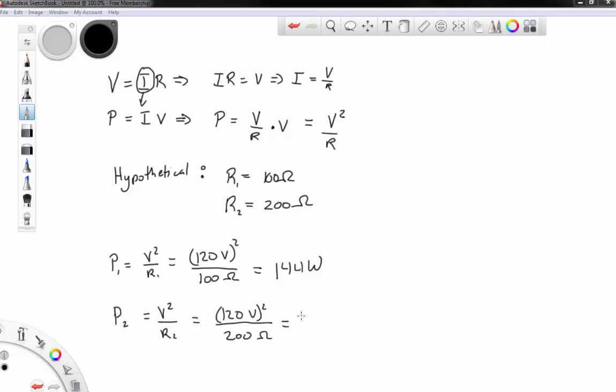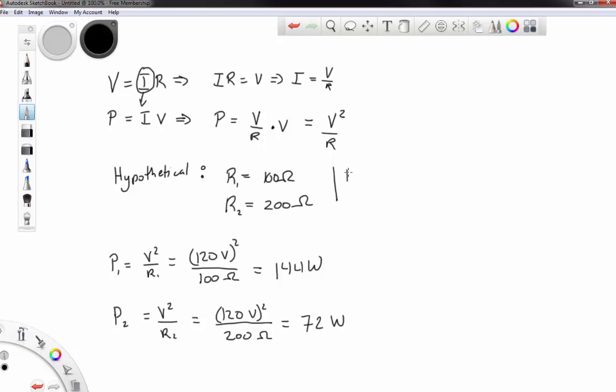Question: was this the result that you expected? According to this, the one which has more resistance is drawing less power.